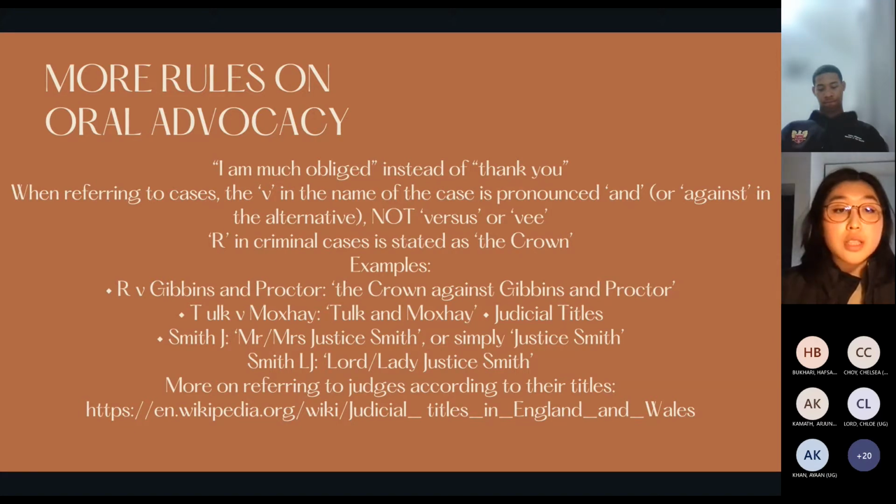This is really important when referring to cases. The V in the case is not pronounced as versus or V, it is pronounced as and or against. You also learned this, I'm pretty sure, already in law school. You don't pronounce it that way. It's only in the States that you pronounce it that way. R represents the crown. So here are some examples. You would say the crown and Gibbons and Proctor, or the crown against Gibbons and Proctor, and then Tulk and Moxhay.